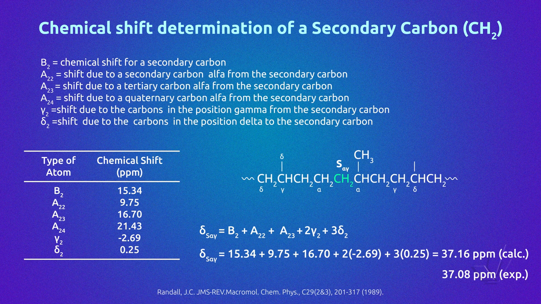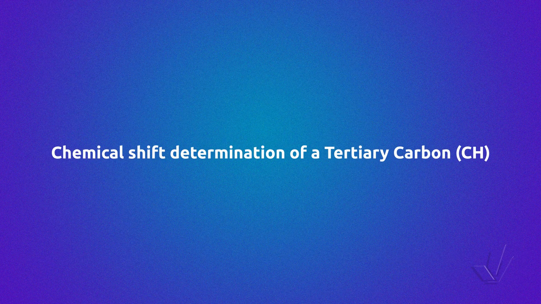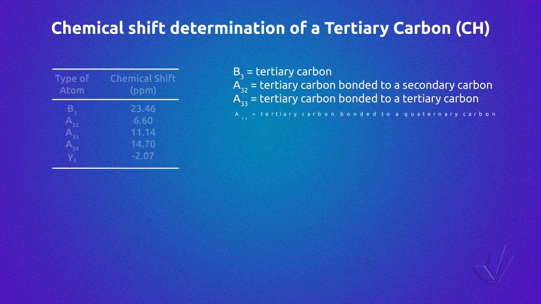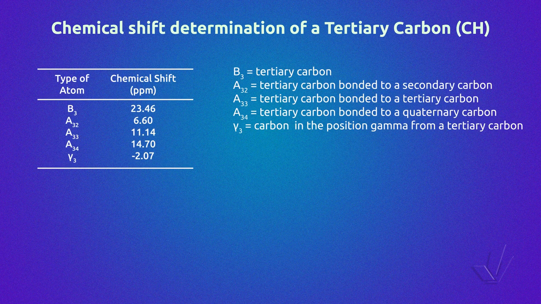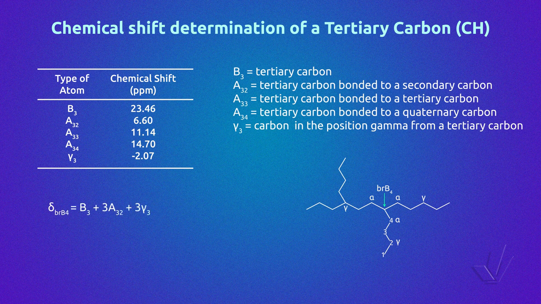and the experimental chemical shift is 37.08 ppm. In the last example, I am showing you the determination of the calculated chemical shift for a tertiary carbon, a methine. This time we have to use the parameters for B3. Those parameters only go up to the gamma atom, as can be seen in the table. In this example, we calculate the chemical shift of a branch point of an ethylene 1-hexene copolymer.